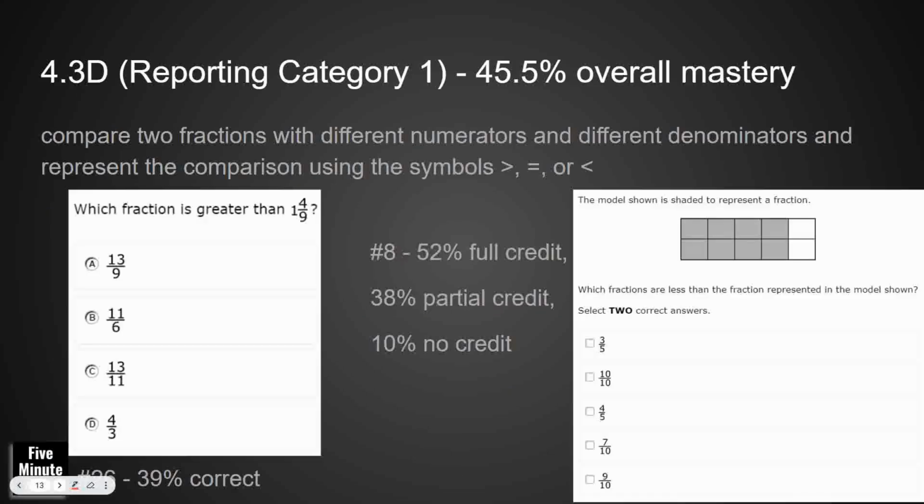All right, 4.3D, we got 45.5% overall mastery. Comparing fractions. Now, this is just difficult because, first off, this is a mixed number. I need to change this to an improper fraction, which actually the improper fraction is 13 ninths. So that's not an answer because 13 ninths is not greater than 13 ninths. But now, there's no way to do this visually. I just need to find common denominators, okay? Right? So I've got my 1 and 4 ninths, that's 13 ninths.